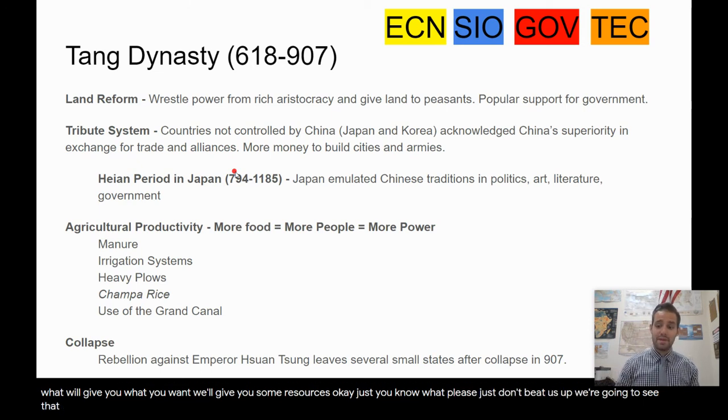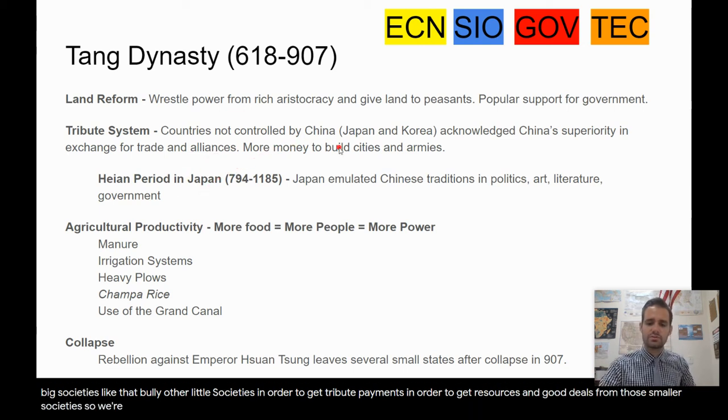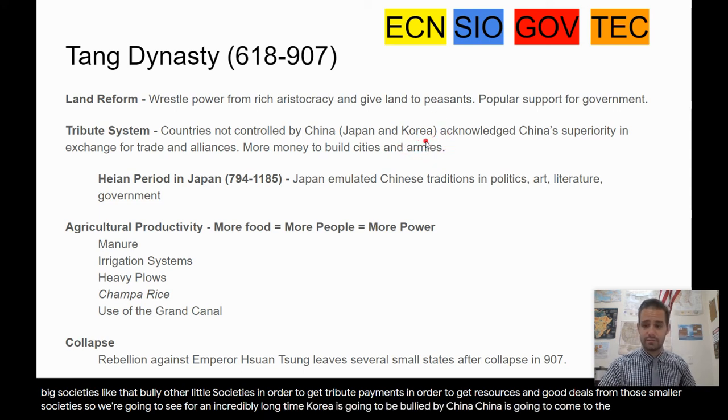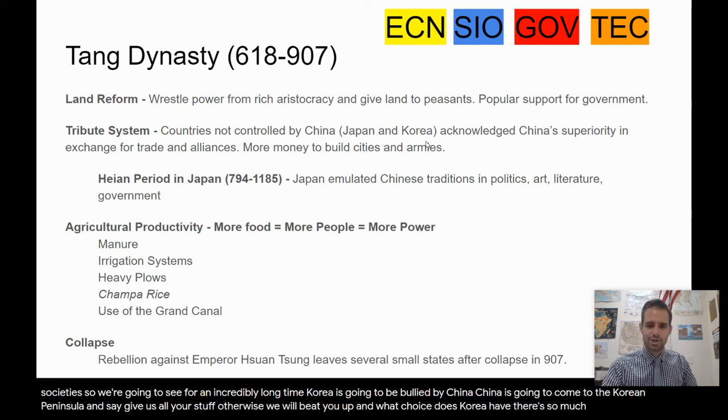We're going to see that big societies like that bully other little societies in order to get tribute payments, in order to get resources and good deals from those smaller societies. So we're going to see for an incredibly long time, Korea is going to be bullied by China. China is going to come to the Korean Peninsula and say, give us all your stuff. Otherwise, we will beat you up. And what choice does Korea have? They're so much smaller than China.